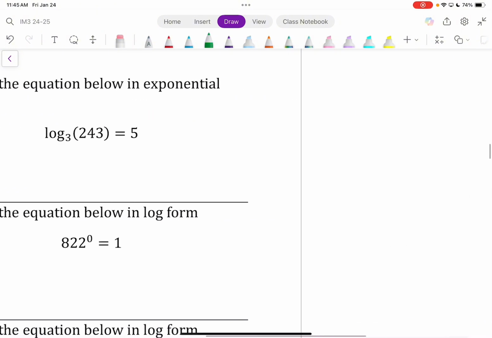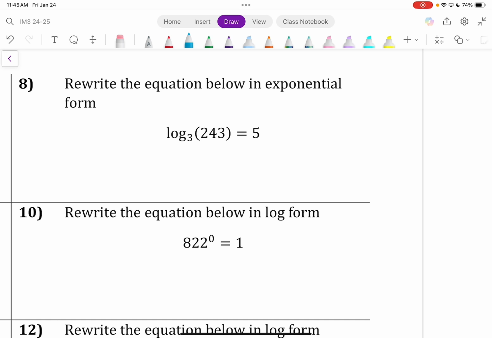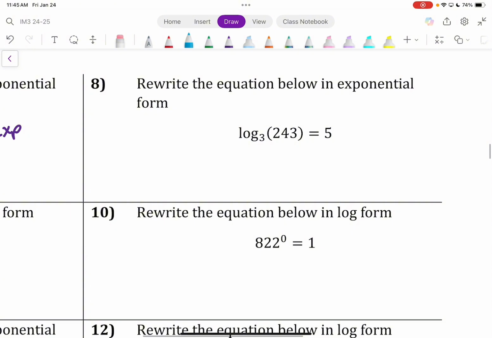Next example. Log base 3 of 243 equals 5. In this example, what is the base? Let me use my cards for this one. What is the base, David? 3. So 3 is the base.